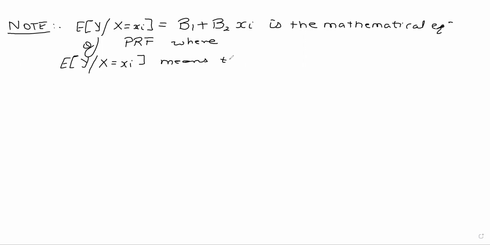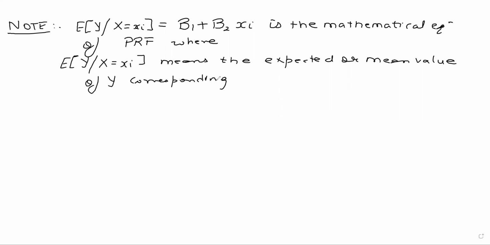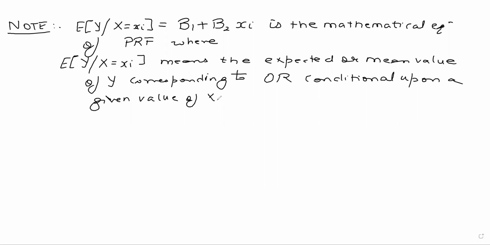where expected value of y given x equal to xi means the expected or the mean value of y corresponding to, or I can say conditional upon, a given value of x. I can say like this: expected value of y given x equal to xi is the expected or the mean value of y conditional on a given value of x.